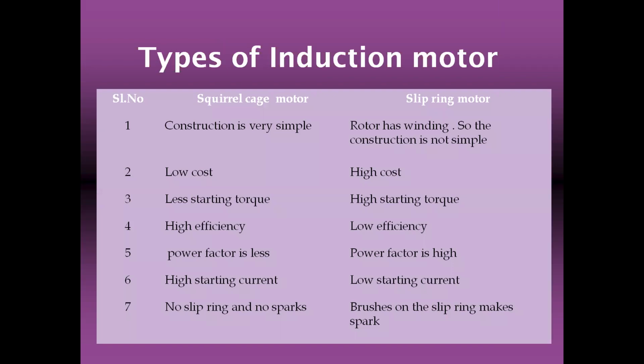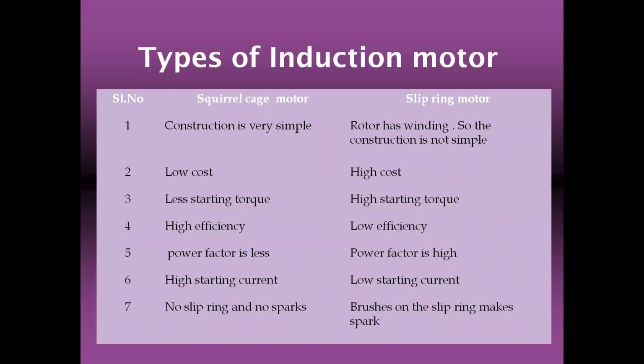For the squirrel cage, construction is simple and low cost, but starting torque is less. Efficiency is high. Why? Because under running condition, when the motor is running, the rotor resistance is low because there is a bar, so low copper loss. That's why efficiency is high. But at starting there is low power factor and high starting current. However, there is no slip ring and no sparking, so low maintenance.